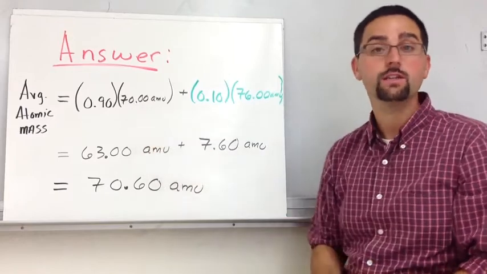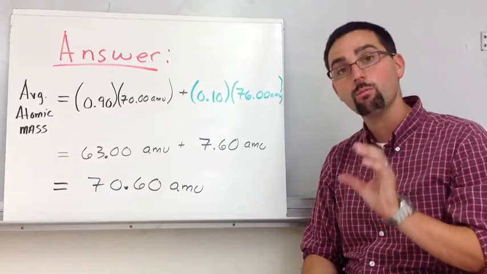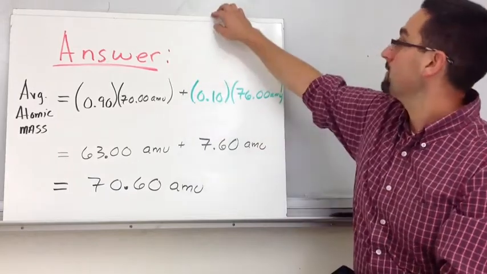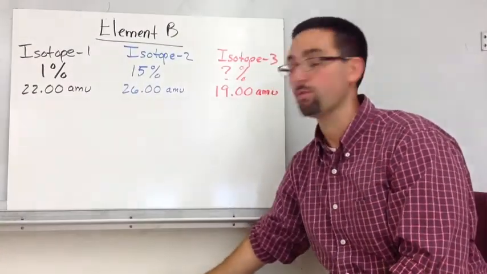Once again, look how close this average is to our most abundant isotope. Okay? And you're going to see that on the periodic table. The average atomic mass is always skewed to the more common isotope. Okay? So far, so good, hopefully.